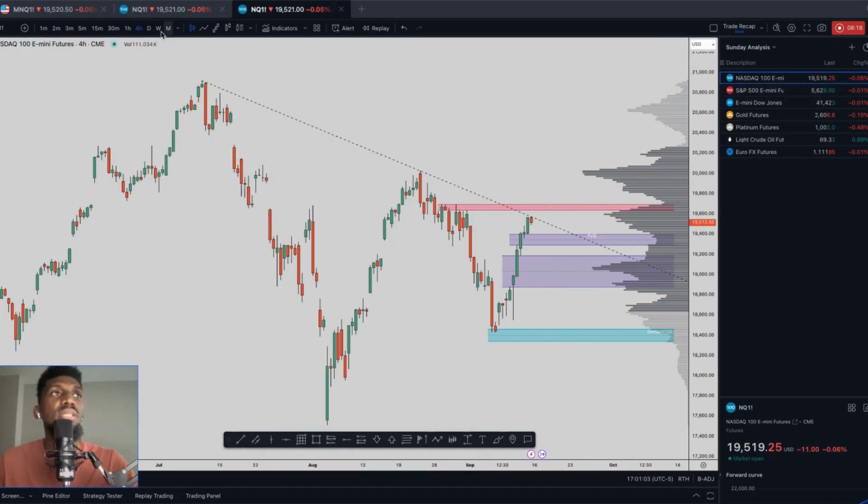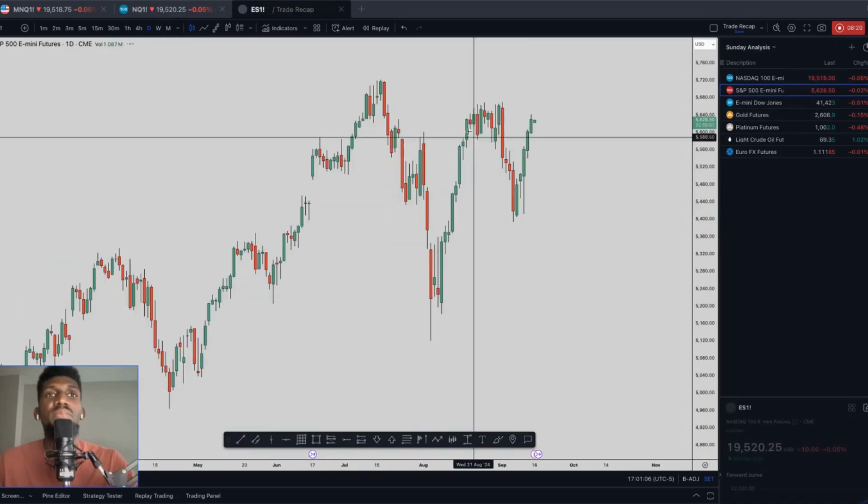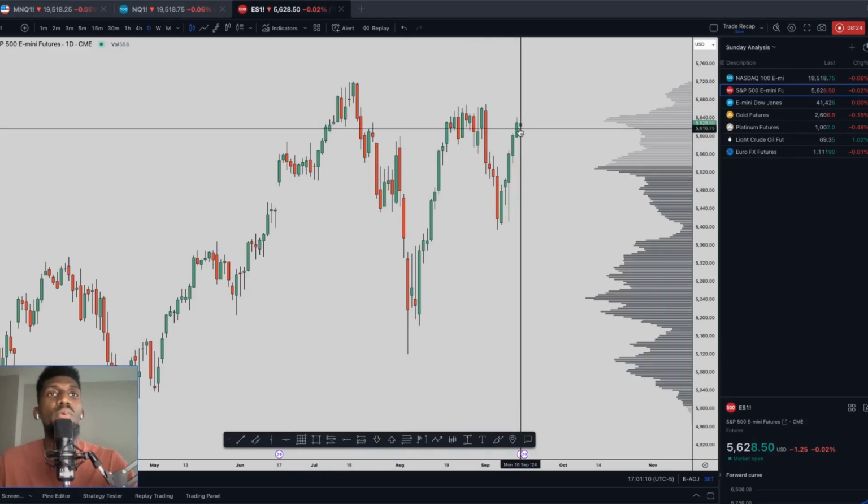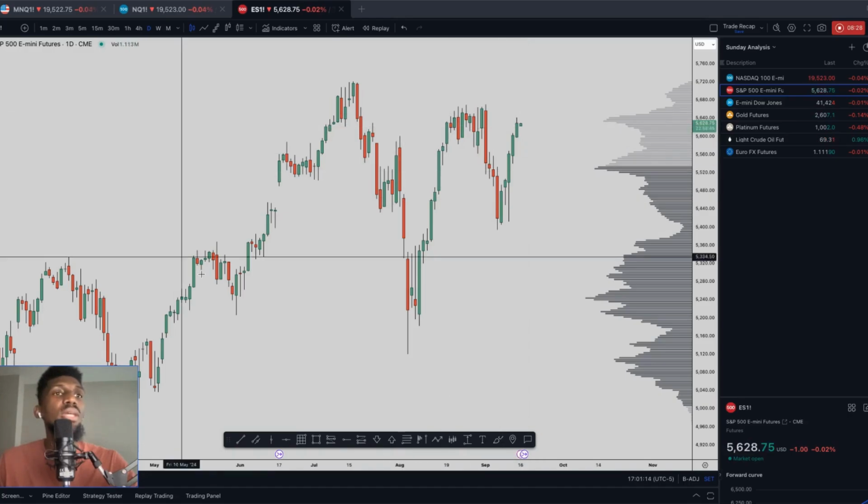Let's go ahead and jump to the daily time frame again. Go to S&P 500. We have somewhat of a similar setup. We have 1, 2, 3, 4, 5 days of upward momentum. Market just opened for the week. And so what we're looking for again is how it's going to react.